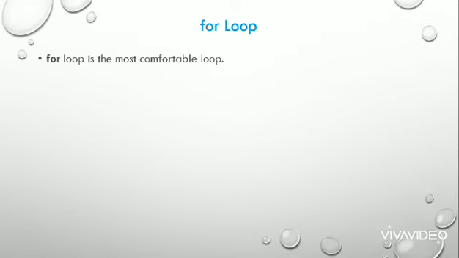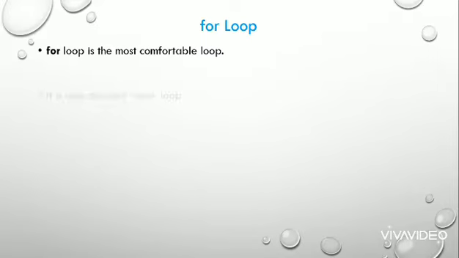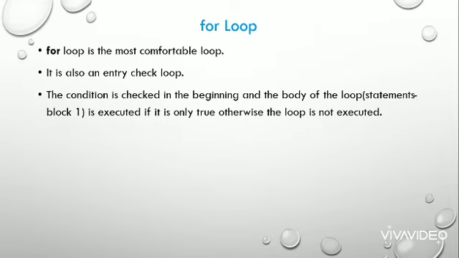The for loop is the most comfortable loop and it is also called an entry check loop. The condition is checked in the beginning and the body of the loop is executed only if it is true, otherwise the loop will not be executed.